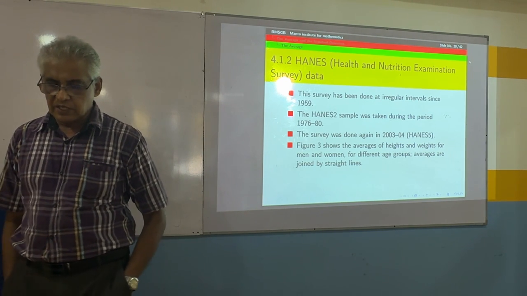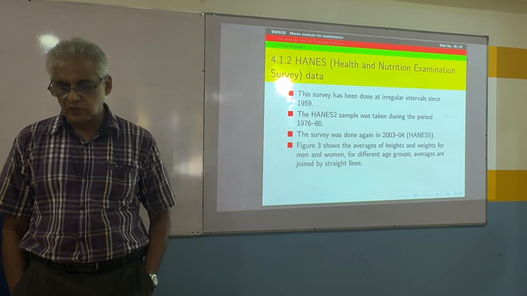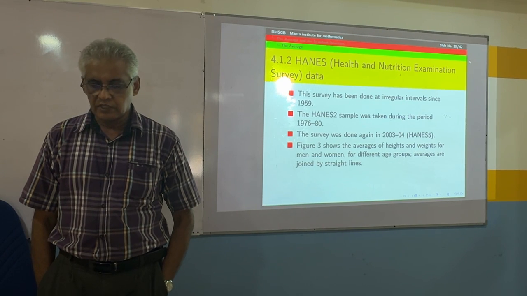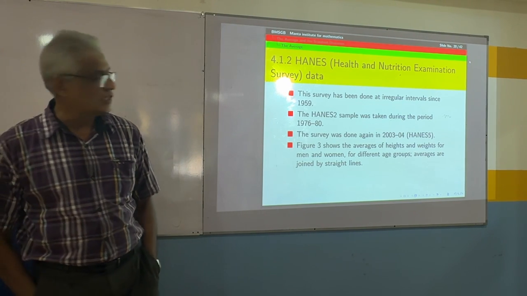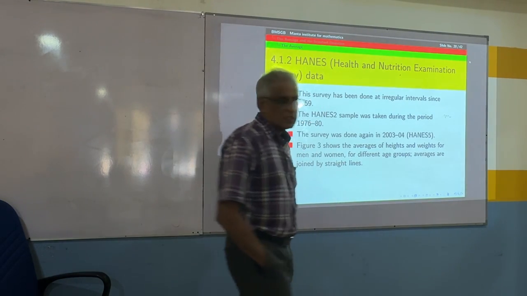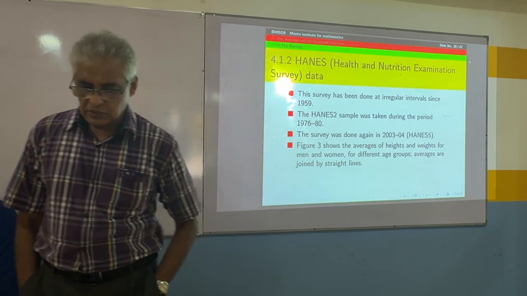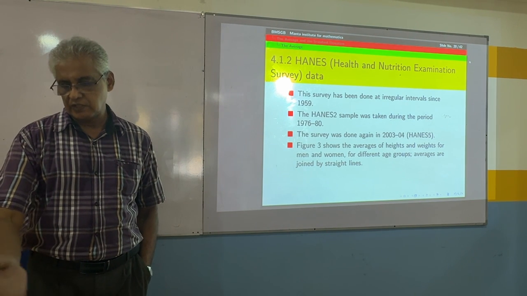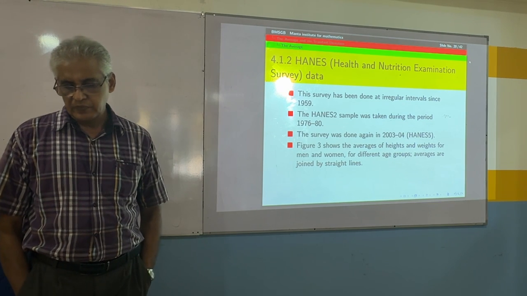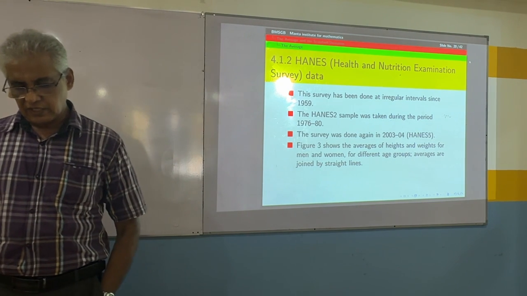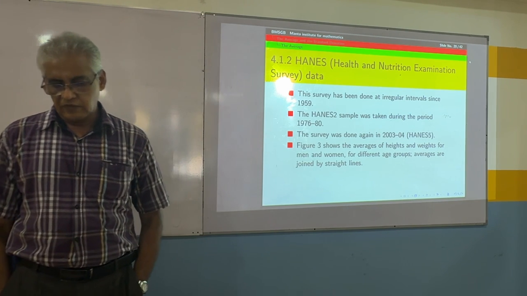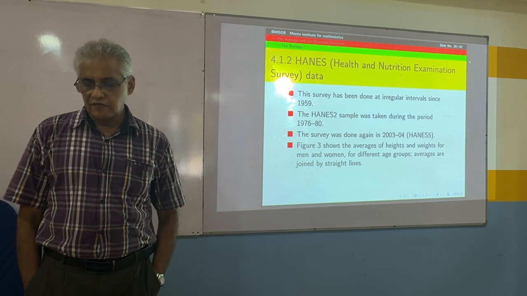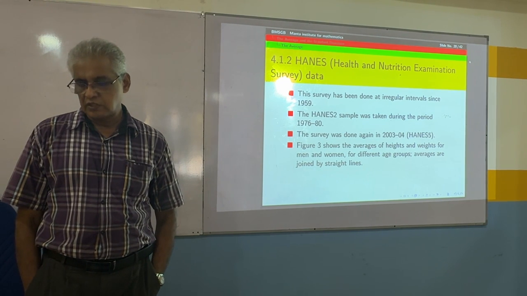So a survey has been done at irregular intervals. This is something called Health and Nutrition Survey from 1959. At irregular intervals, they have done this particular survey. HANES means Health and Nutrition Examination Survey. This is the second one. So HANES second example was taken during the period 76 to 80, not in 1 year but several. Again, after that, it was done. Actually, this is the fourth one, third one.